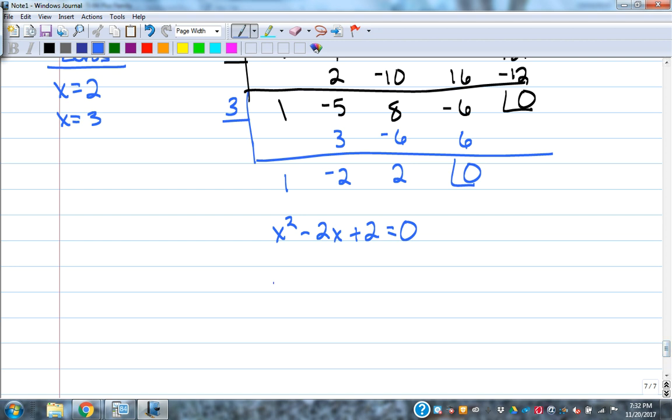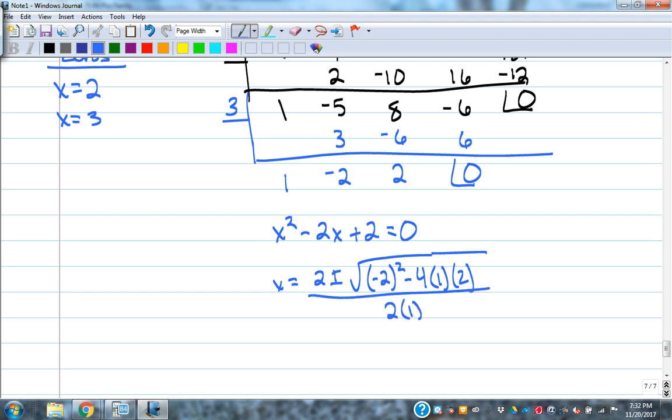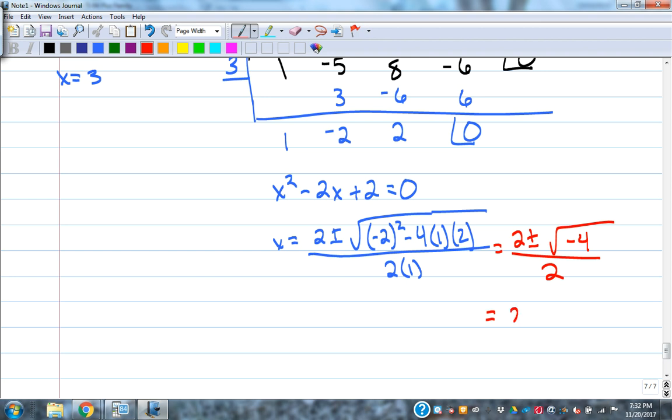Do quadratic formula. X equals negative b plus or minus the square root of b squared minus 4ac, divided by 2a. That's going to be 2 plus or minus the square root of 2 squared, which is 4, minus 8, which is negative 4. What's the square root of negative 4? 2i. That's what's happening different on this one.